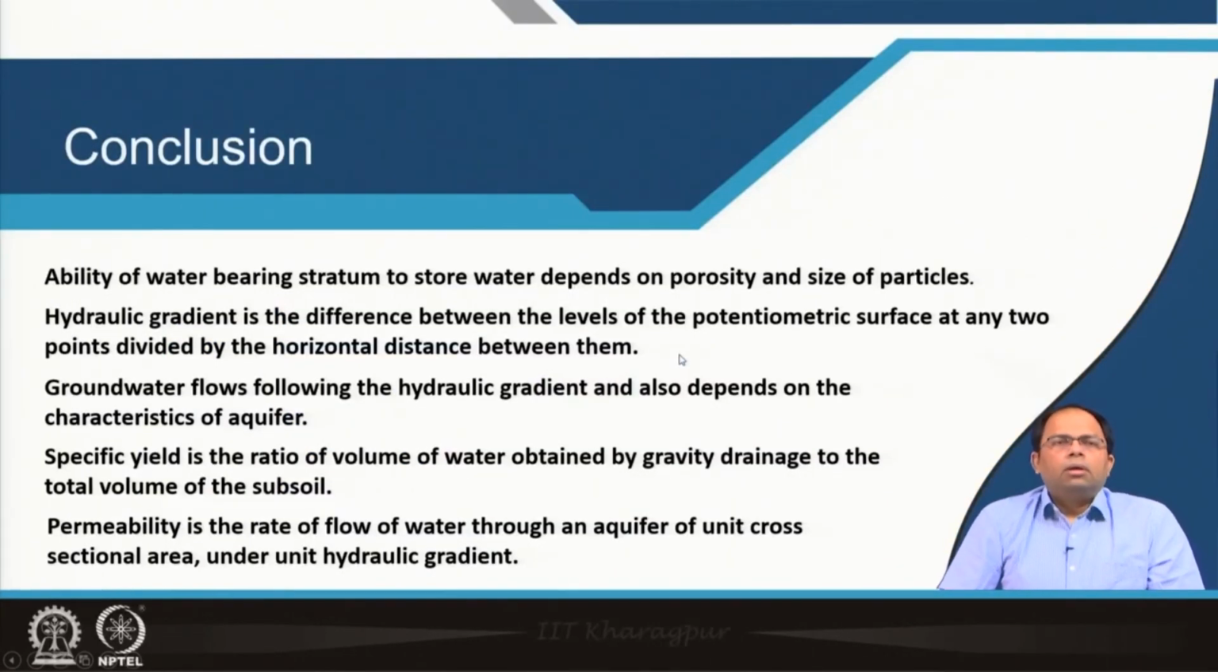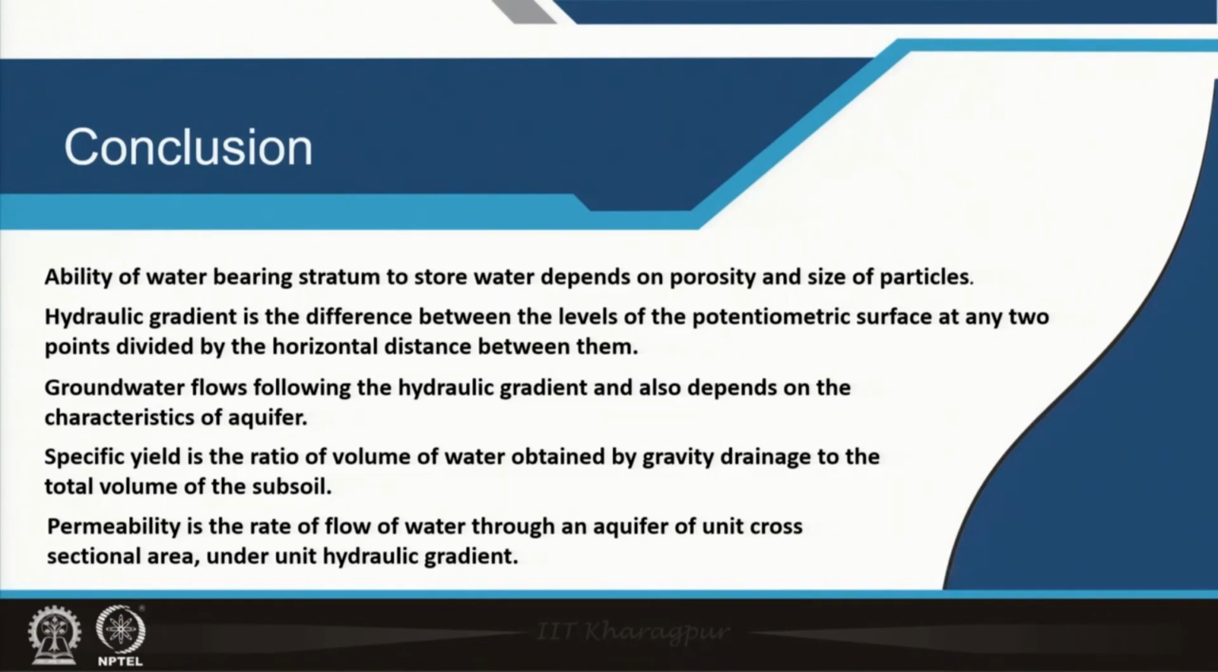So, to conclude, the ability of a water bearing stratum to store water depends on porosity and size of particles. Hydraulic gradient is the difference between the levels of the potentiometric surface at any 2 points divided by the horizontal distance between them. Groundwater flows following the hydraulic gradient and also depends on the characteristics of the aquifer. Specific yield is the ratio of volume of water obtained by gravity drainage to the total volume of the subsoil. And permeability is the rate of flow of water through an aquifer of unit cross sectional area under unit hydraulic gradient.